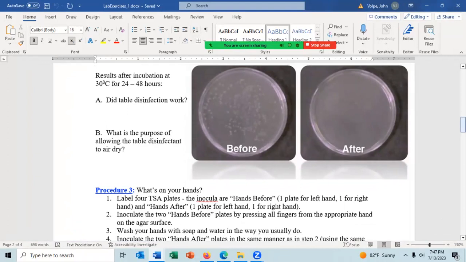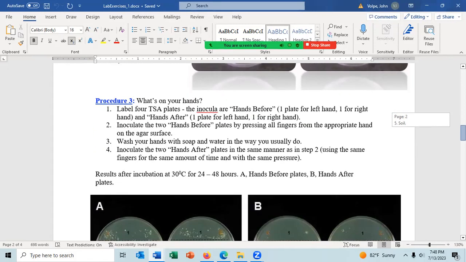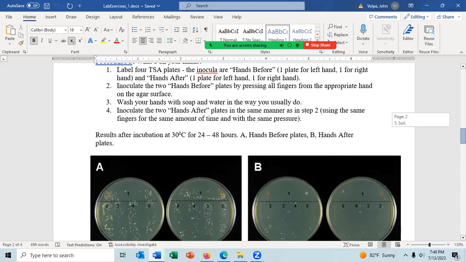The first question is procedure 2A, did table disinfection work? And you should explain yes or no. And then procedure 2B, answer the question, what is the purpose of allowing the table disinfectant to air dry on the table? So when we apply the disinfectant, we wipe it around and then get the worst of it off with paper towels, but we do leave a little bit on so that the disinfectant can air dry. So answer that question.